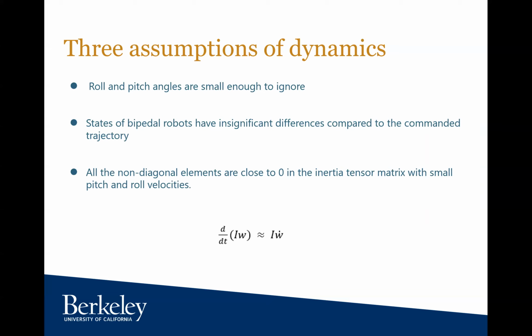There are mainly 3 assumptions for our dynamics. The first assumption is that the roll and pitch angles are small enough to ignore. In a state of walking and standing, only the yaw angle is significant due to the characteristics of bipedal robots. Since standing and walking is a low-speed mode with little disturbance, the second assumption is that the states of bipedal robots have insignificant differences compared to the commanded trajectory. The third assumption we made is that all the non-diagonal elements are close to 0 in the inertia tensor matrix.